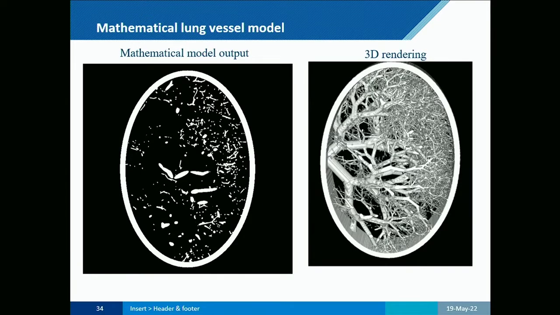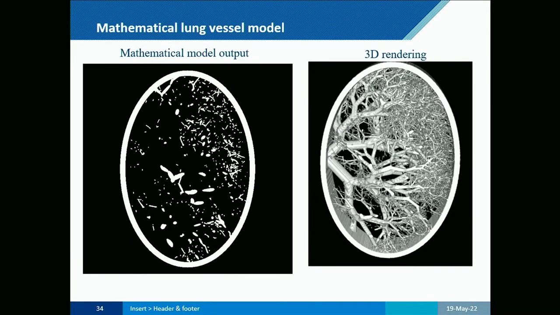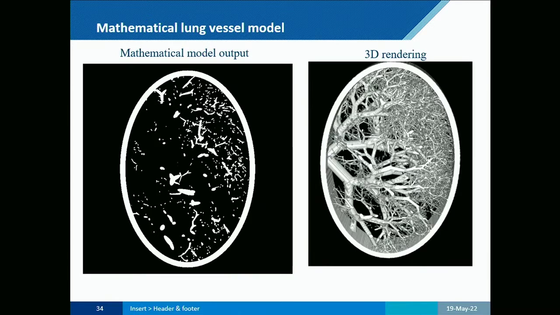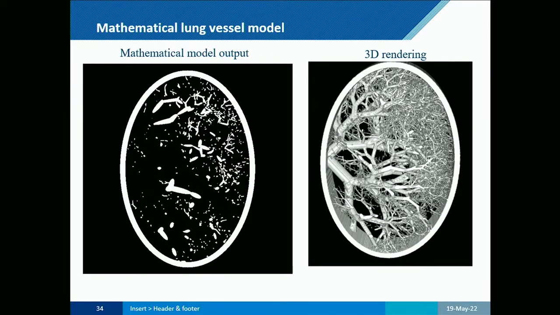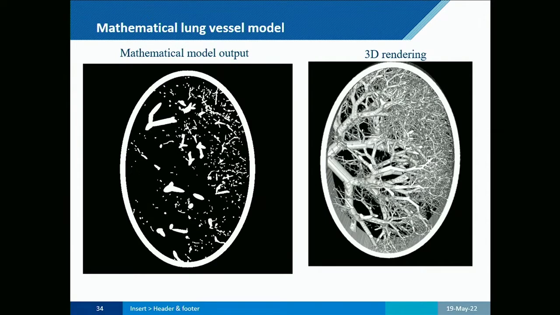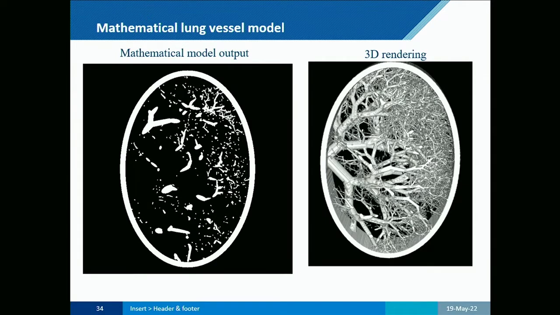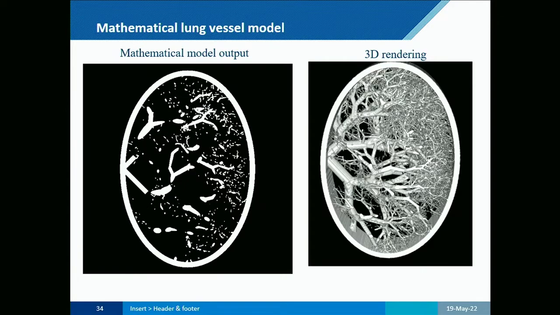So what does the phantom look like? At the left, you have the model output, and on the right, you have a rendering, so you can see the level of complexity and detail that our model in theory had. Now we need to see if this model was correctly printed, or if some vessels broke, or some parts didn't succeed.